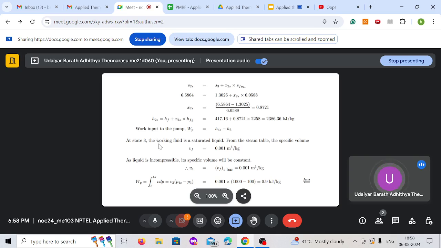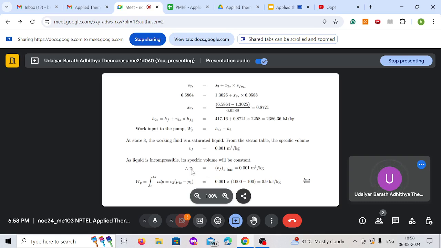Next is state 3. State 3, the working fluid, is assumed to be saturated liquid. So we can find out from the steam table the specific volume. Specific volume is 0.001 meter cube per kg. So at state 3, your pump work is nothing but WP, a difference in enthalpy into mass flow rate.